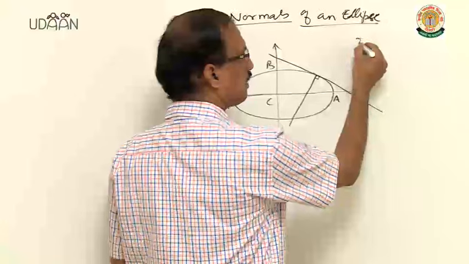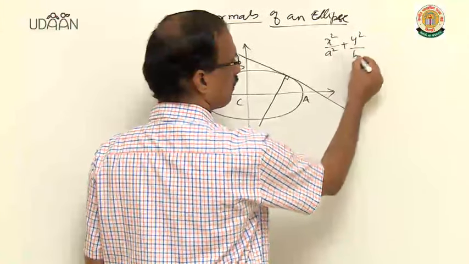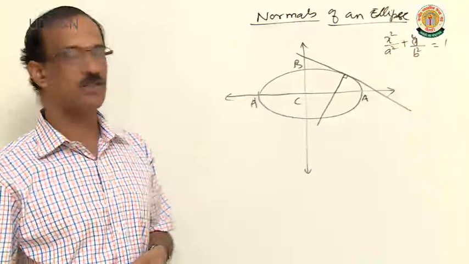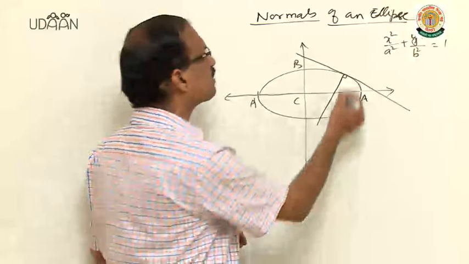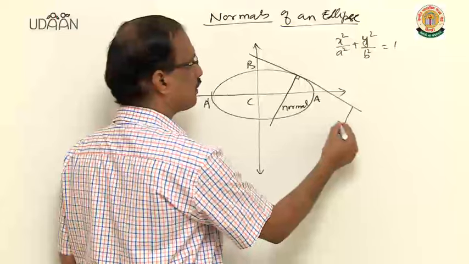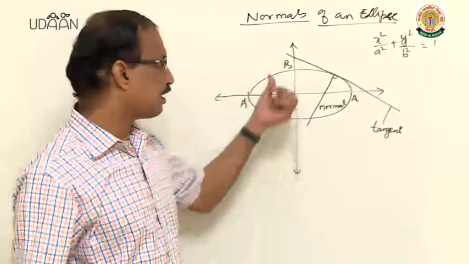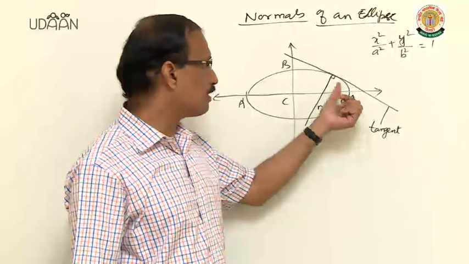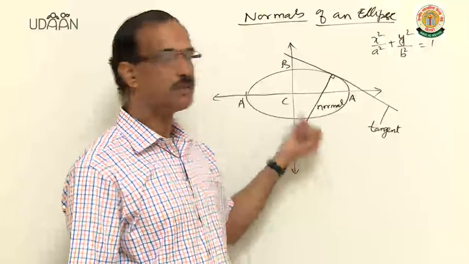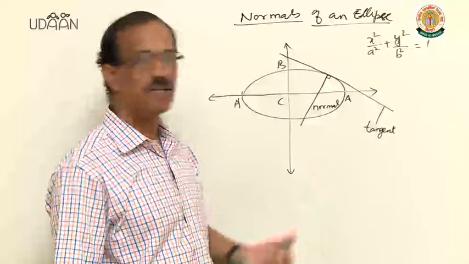Here the standard equation is x square by a square plus y square by b square equal to 1. It is the equation of an ellipse. So this is your normal and this is your tangent. That is, normal is where you draw the tangent, and at that point, if you draw the perpendicular to the tangent, that is called a normal.